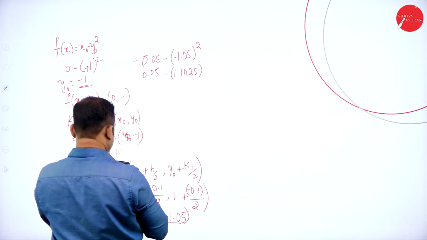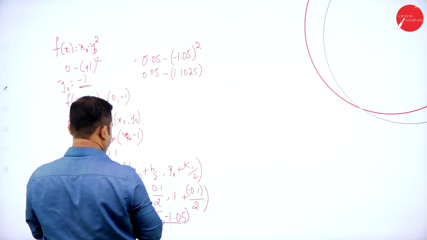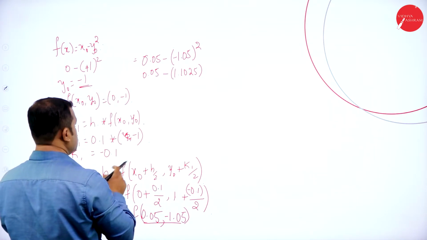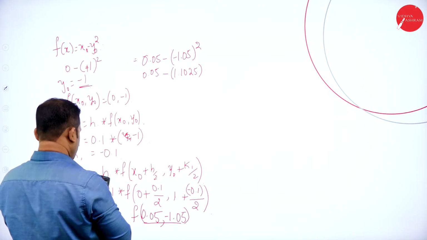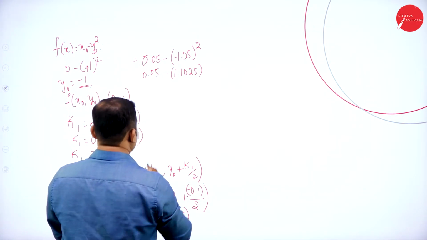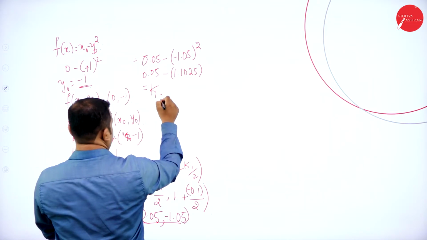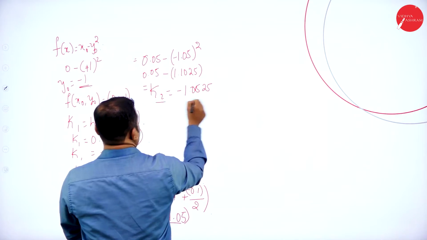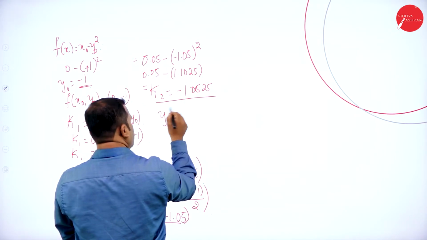That is 0.05 minus 1.1025, that is equal to K2 is equal to minus 1.0525. This is the value of K2. Now let me find out the value of y1.